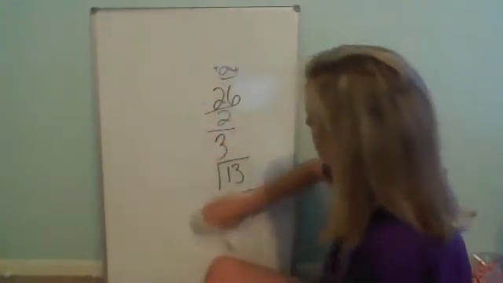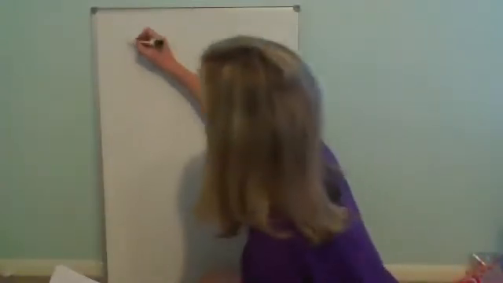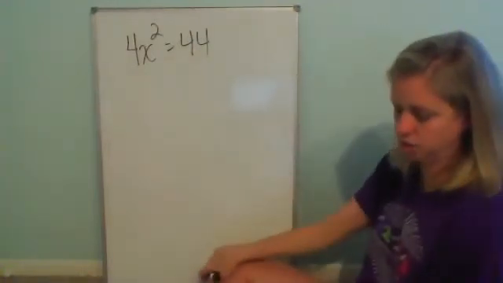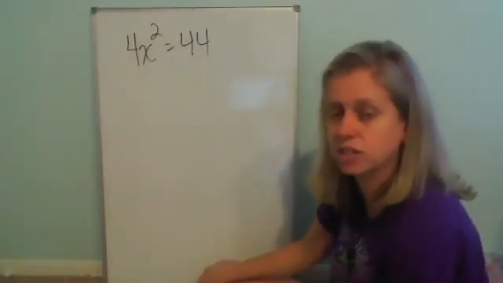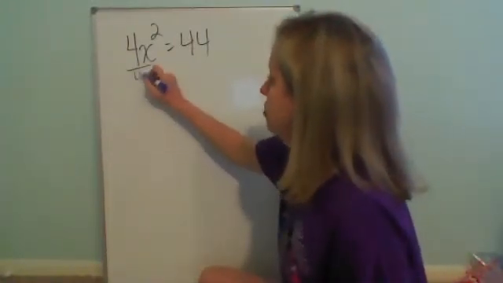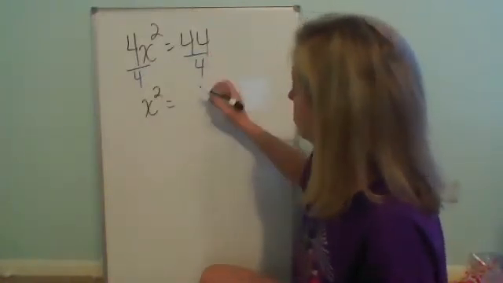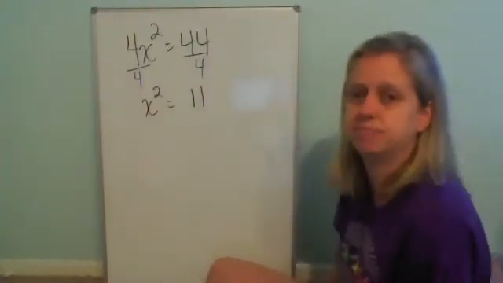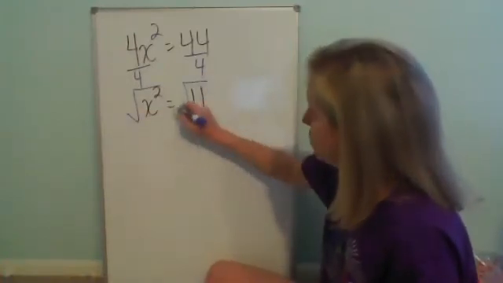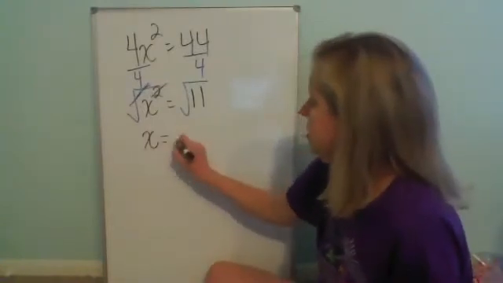All right, let's look at number 5. 4x squared equals 44. Again, I'm going to use the square root method. I need x squared to be alone, which just means I'll divide both sides by 4. So now I have x squared equals 44 over 4, which is 11. And now I'm to the point where the x squared is by itself. So I'm going to square root both sides to knock out that squared. So I just have the x equals.